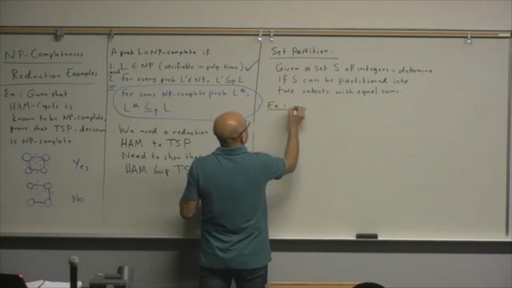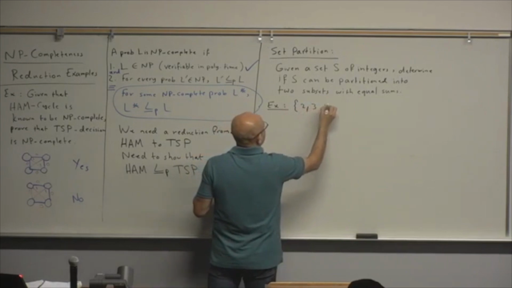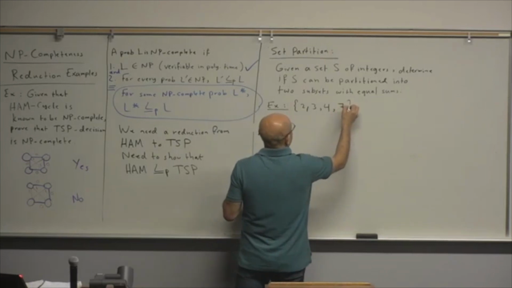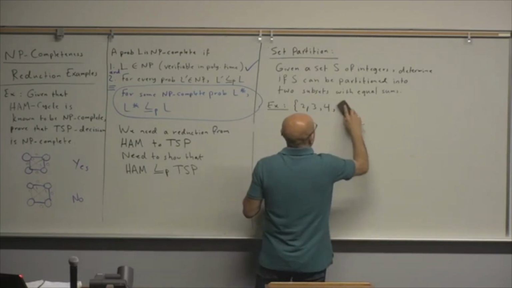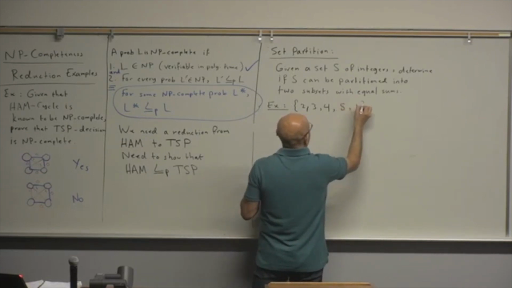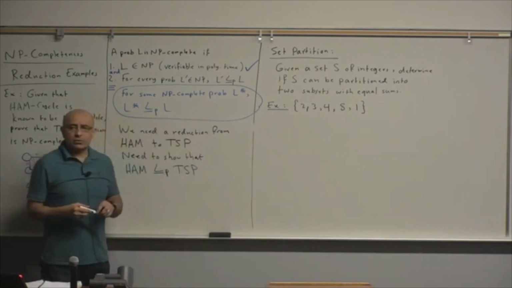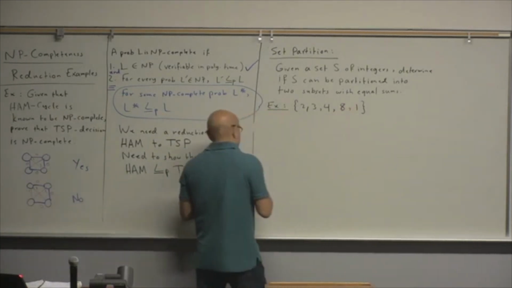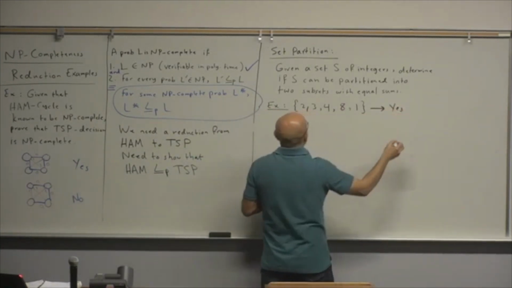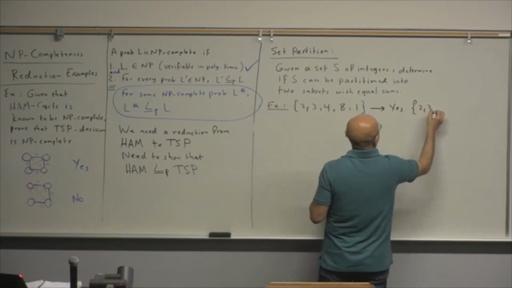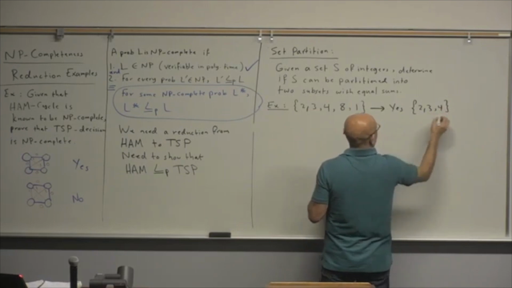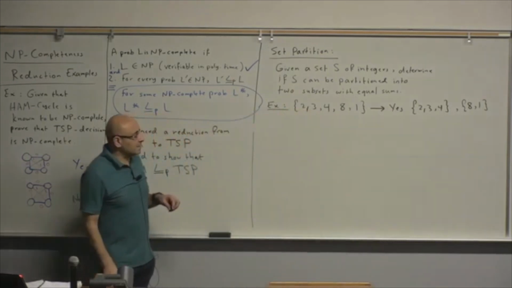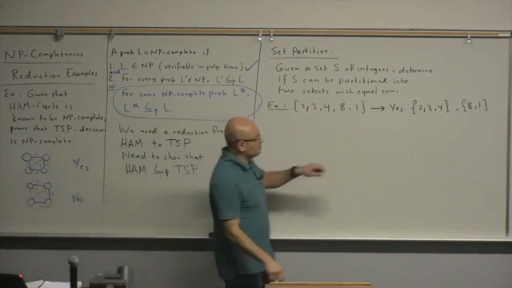Example. Well, let's first take 2, 3, 4, 8, 1. So can you partition this into two subsets with equal sums? Yes. So the answer here is yes. I can partition it into 2, 3, 4, and 8, 1. So I managed to partition this into two subsets with equal sums. So this sums to 9 and this sums to 9.